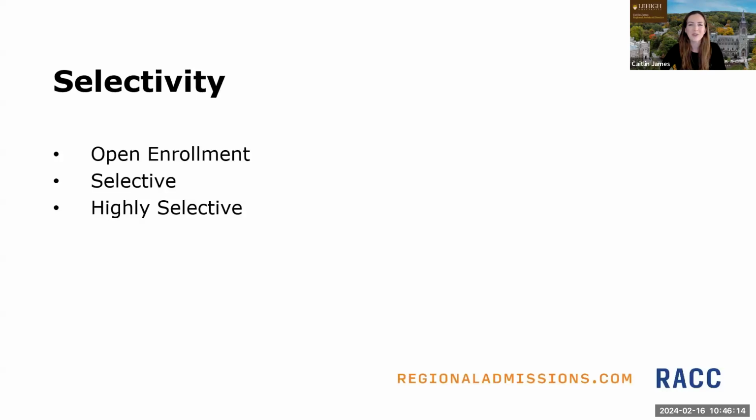All right, so the first thing we're going to talk about is just selectivity. You might hear a lot out there about how competitive college can be, and that may be the case, but there's a lot of different ranges of types of selectivity. It is measured by the percentage of students who are admitted. The lower the percentage, the more selective a particular school.